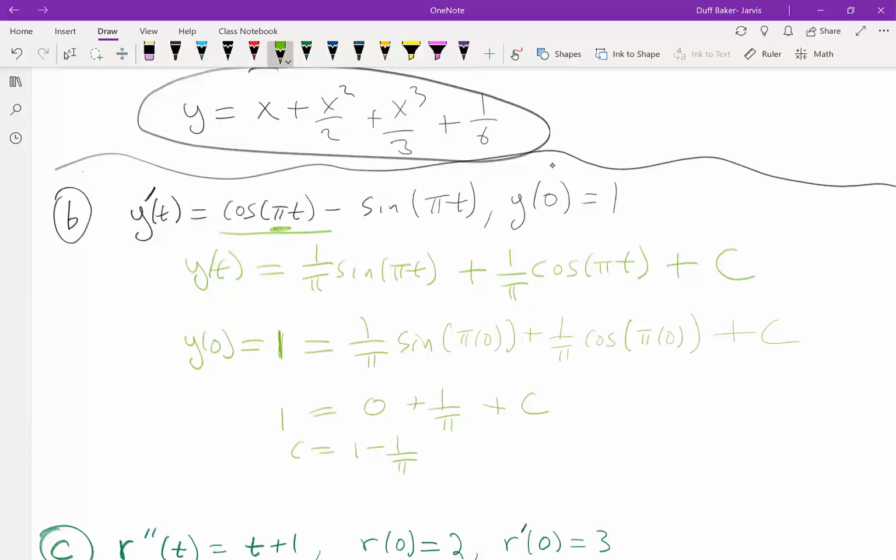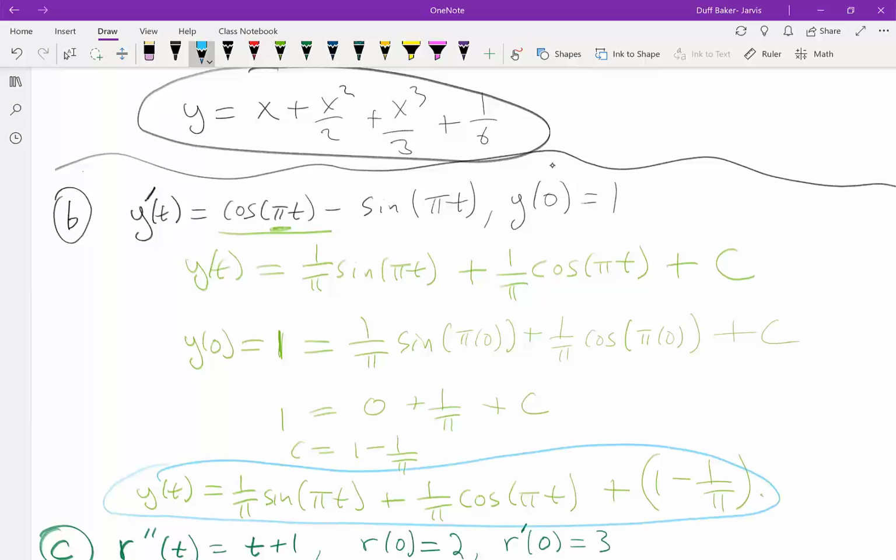So our final answer is then we plug that into the original y, so y of t is 1 over pi sine of pi t, so we copy all this part, and then we plug in our c value. So it's 1 minus 1 over pi. Okay, and that would be the solution to this initial value problem.